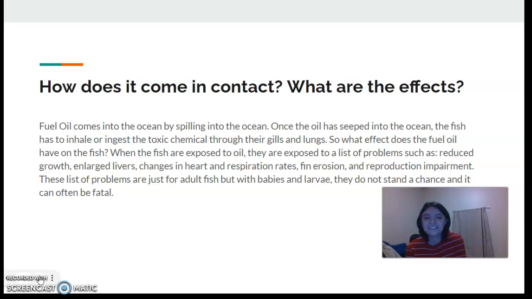So what effect does that fuel oil have on fish? For baby fish and larvae, it's worse than for adult fish. For baby fish and larvae, they basically die. It can lead to fatality. And then for adult fish, it has a long list, but it's equally as bad. It reduces their growth, enlarges their livers, changes heart and respiration rates, and causes fin erosion and reproductive impairment.